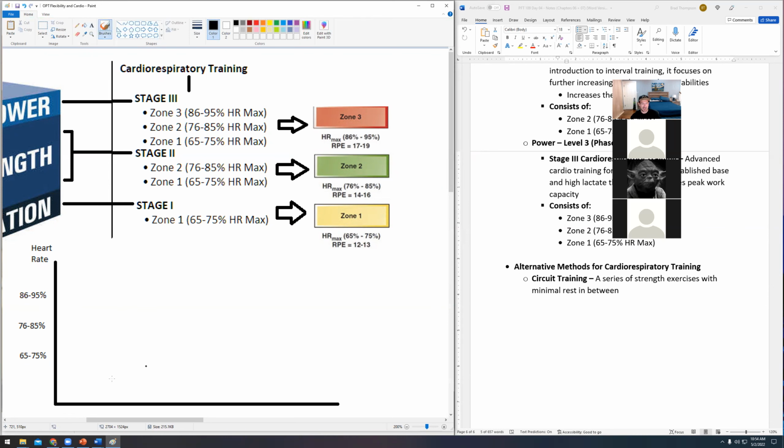So if I've got my client, what I'm going to do is I'm going to take their heart rate up, and then I'm going to let them recover. I'm going to take their heart rate back up. I'm going to let them recover.